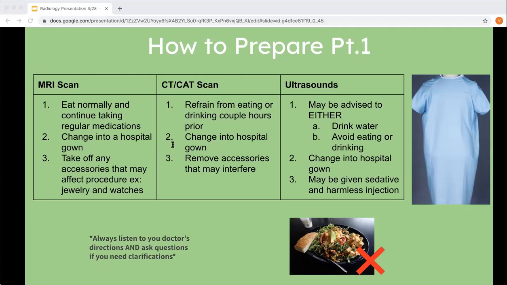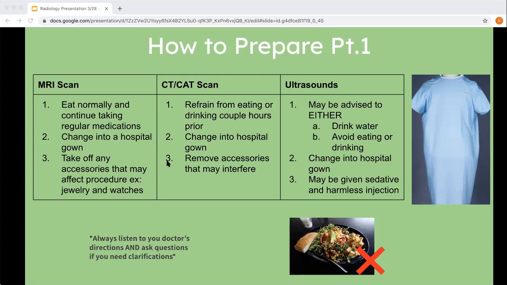There are the ultrasounds. So to prepare for an ultrasound scan, you may be advised by a doctor either to drink water or not to go to the toilet until after the scan. This is mainly needed for when they want to scan your unborn baby or your pelvic area. Sometimes they can also advise you to avoid eating or drinking for several hours before a scan, which is mainly for when they want to scan your digestive system.